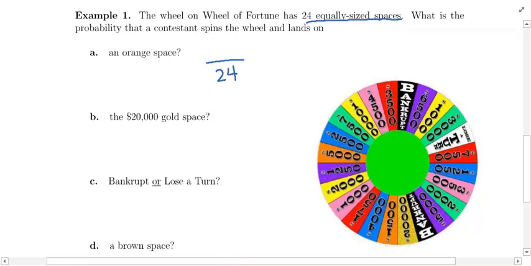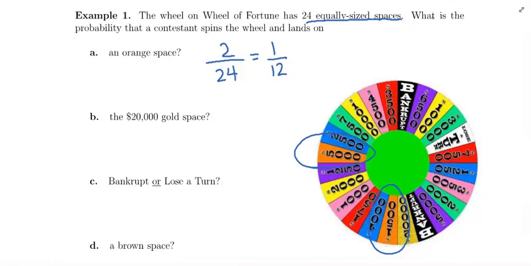So the numerator is going to be how many meet our criteria. How many of these spaces are orange? If I look at this wheel, I see an orange space right here, and I see an orange space right here. So 2 of those spaces are what I'm looking for. I want an orange space. So there's your probability, 2 out of 24. You can reduce this. I mean, this is fine. This is a correct answer. If you want to reduce this fraction to be 1 over 12, that is fine.